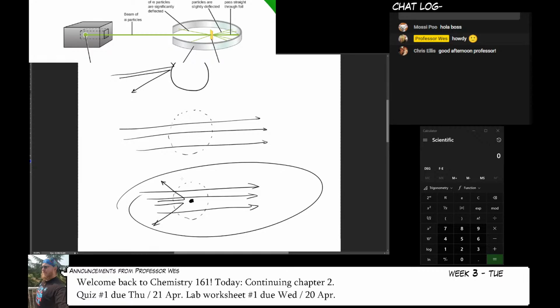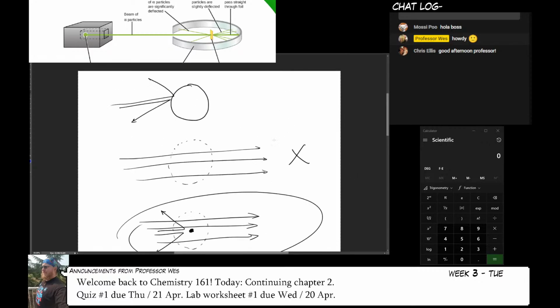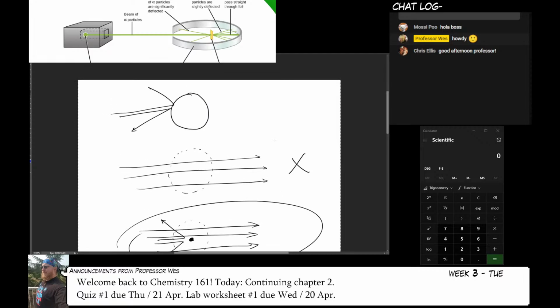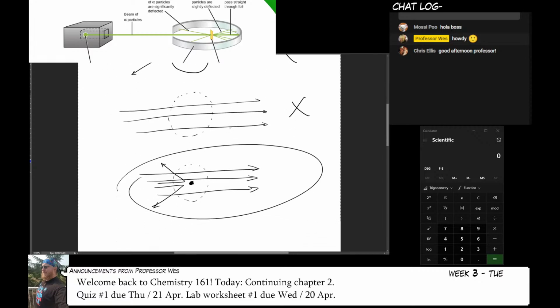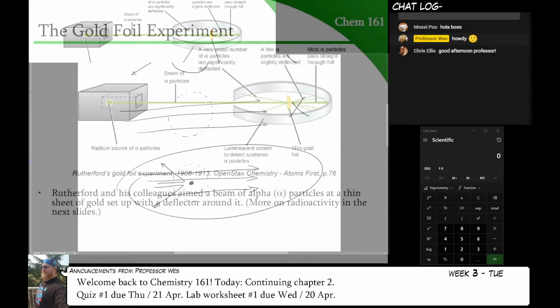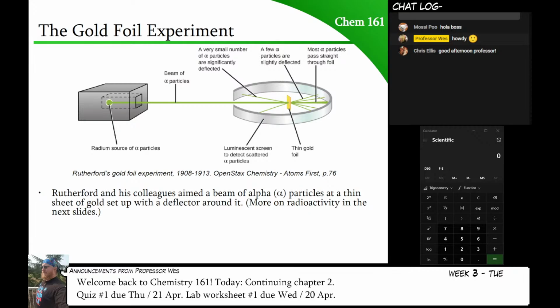Not everything went straight through. So that eliminated this option. So the plum pudding model was thrown out because stuff did get deflected. However, not all of the stuff was deflected, so this model is no good either. Atoms were not a solid wall that was impenetrable by particles. In fact, most of the particles went sailing through, which indicated that the nucleus of the atom must be very, very, very tiny indeed.